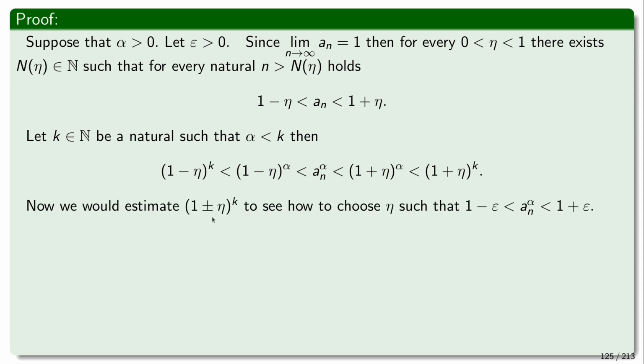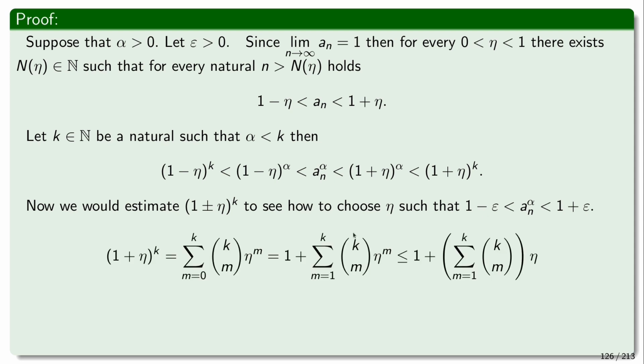So now we'd like to estimate this value, and remember, the idea is that we want to choose eta in such a way that when eta is small enough, because we have absolute control over eta here, then essentially a_n to the power of alpha is going to be between 1 plus epsilon and 1 minus epsilon, right? That's the idea. So we need to estimate and to see how we can choose eta dependent on the exponent k and alpha. We'll see.